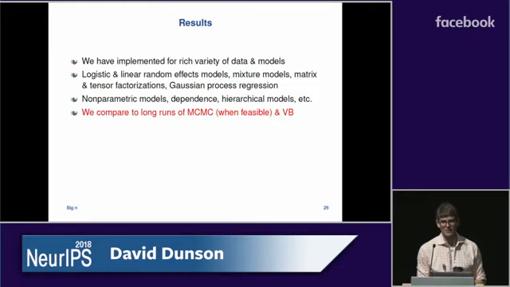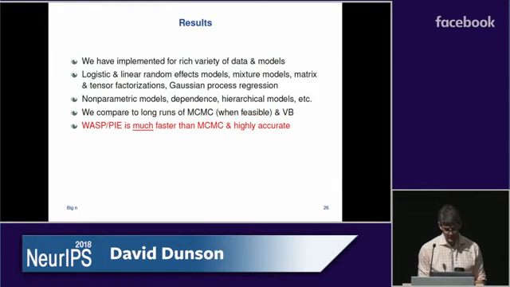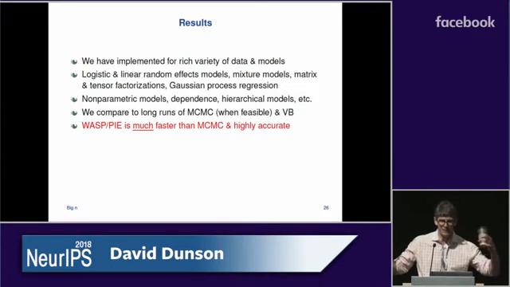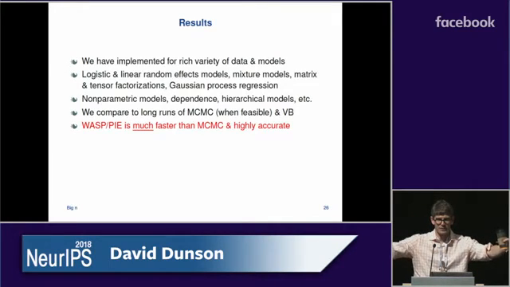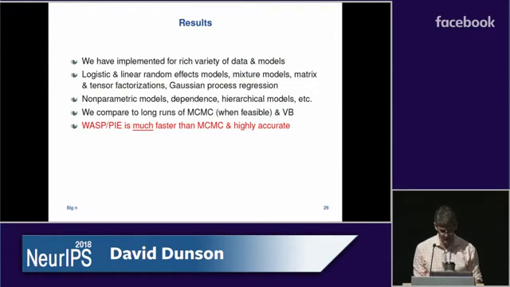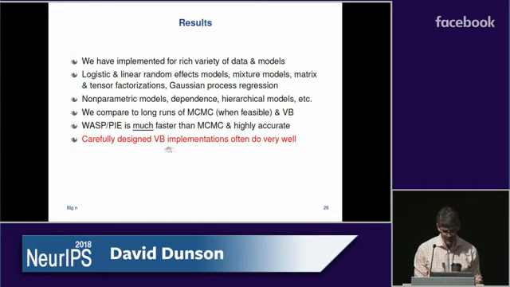We can compare to long runs of MCMC and VB. It's much, much, much faster than MCMC. And you get a win-win, because the time per iteration is too slow as the sample size increases, and also the mixing might get worse with the sample size, but we're breaking up the data and running it in parallel, so we're exploiting parallelization to improve the mixing issue and also massively improve the time per iteration. I found that in many of these problems there are actually quite good variational Bayes implementations that were competitive.